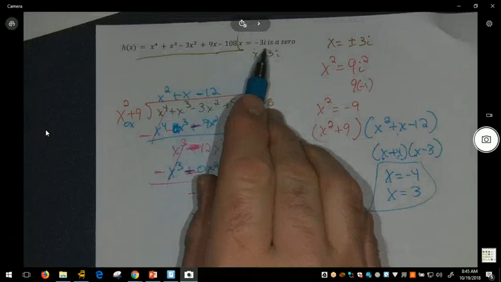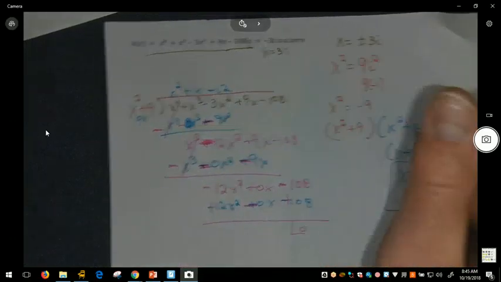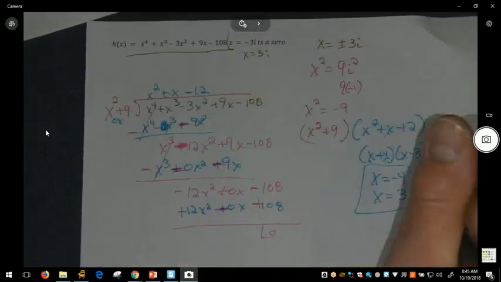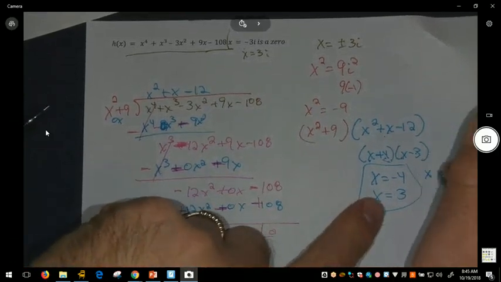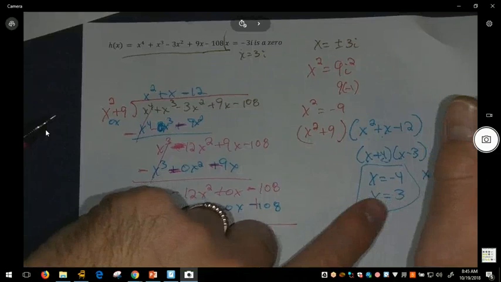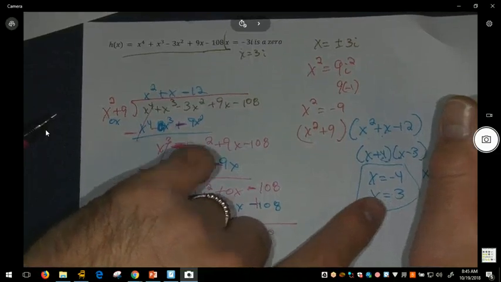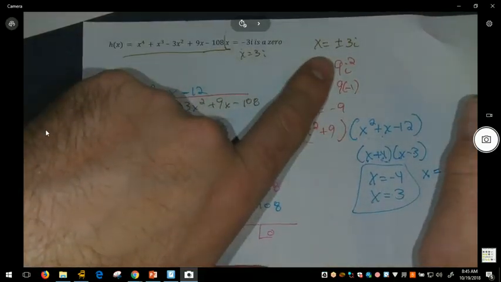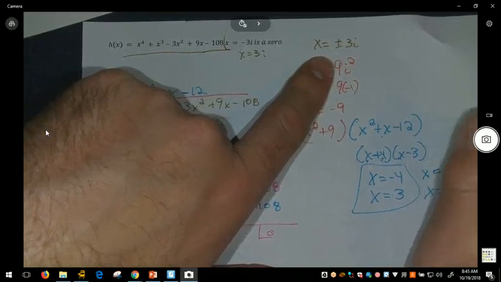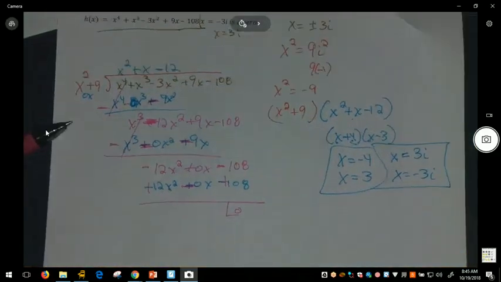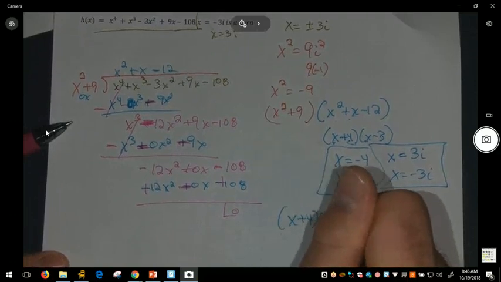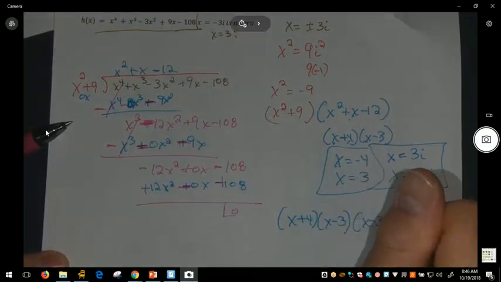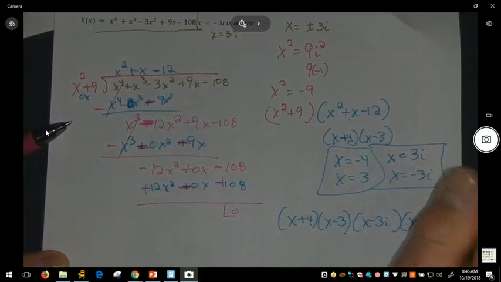They gave me one of the complex zeros, and I was able to get the two that are actually also complex, but they're also real numbers and rational numbers. So the other ones came from x equals 3i and x equals negative 3i. There's all of the zeros listed. In terms of the factors, we have x plus 4, x minus 3, by x minus 3i, by x plus 3i.